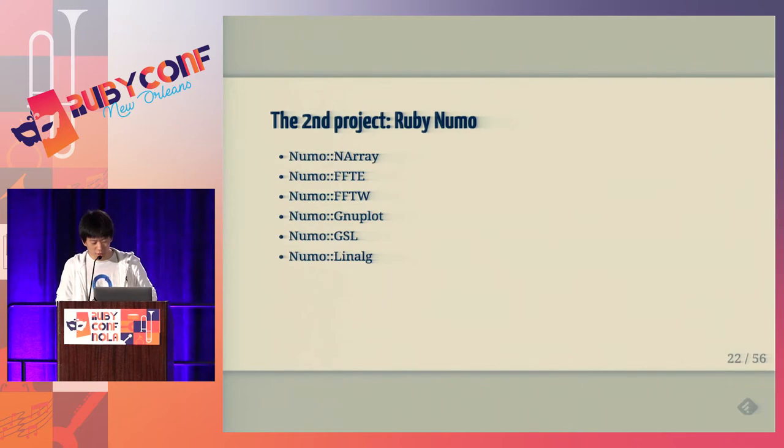Since 2016, Masa Tanaka started the Ruby Numo project to rewrite the old NArray for supporting the latest Ruby and external libraries like OpenBLAS, and to realize his new ideas of the implementation.